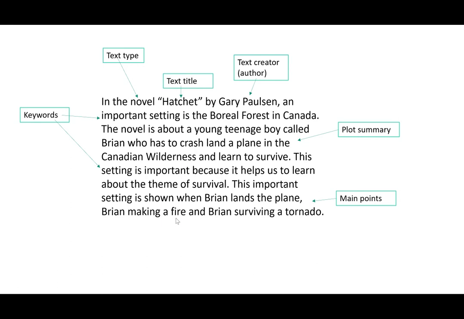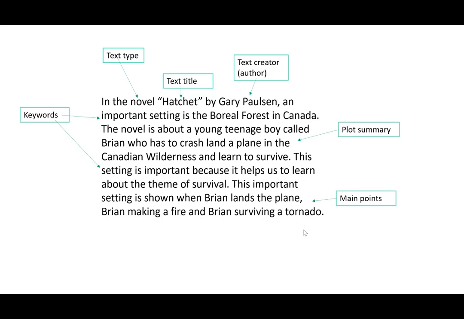The plot summary is that sentence there where it talks about what the novel is about. So this is handy if you haven't read the novel, because you now know enough basic detail to understand the text. And then what you're hoping is that the main body paragraphs have a lot of detail as well. The main points are just these three ones here: when they land the plane, when they make a fire, and when they survive a tornado. So those are the main points, which means those are the scenes or the bits of evidence or the events that they're going to use to justify or bring on their argument. So it's really clear. It's got all of those for you.